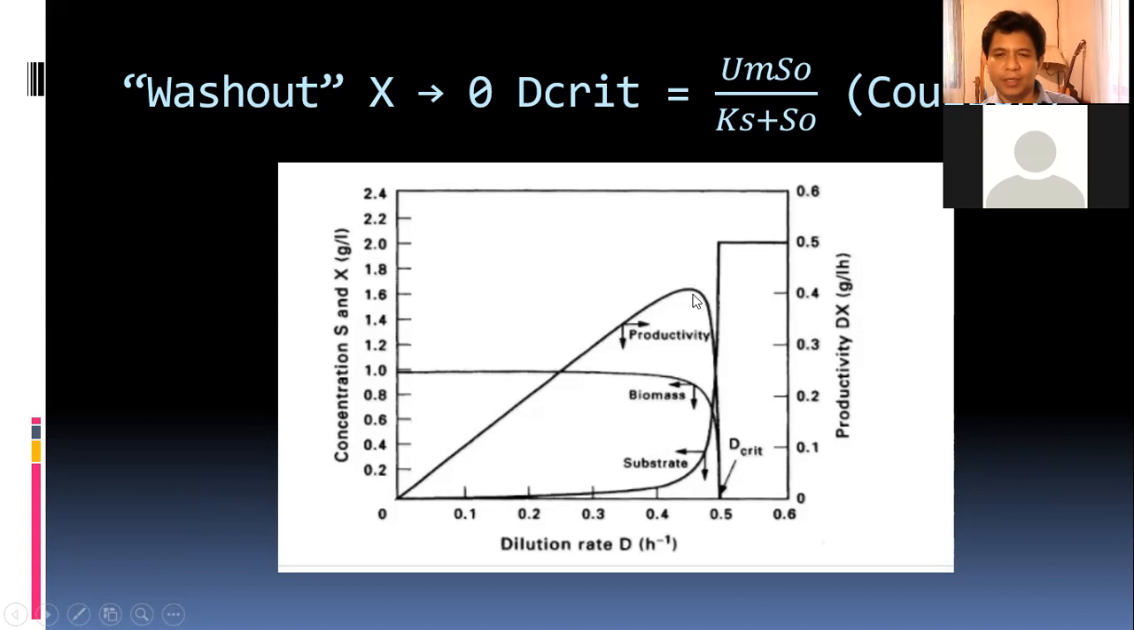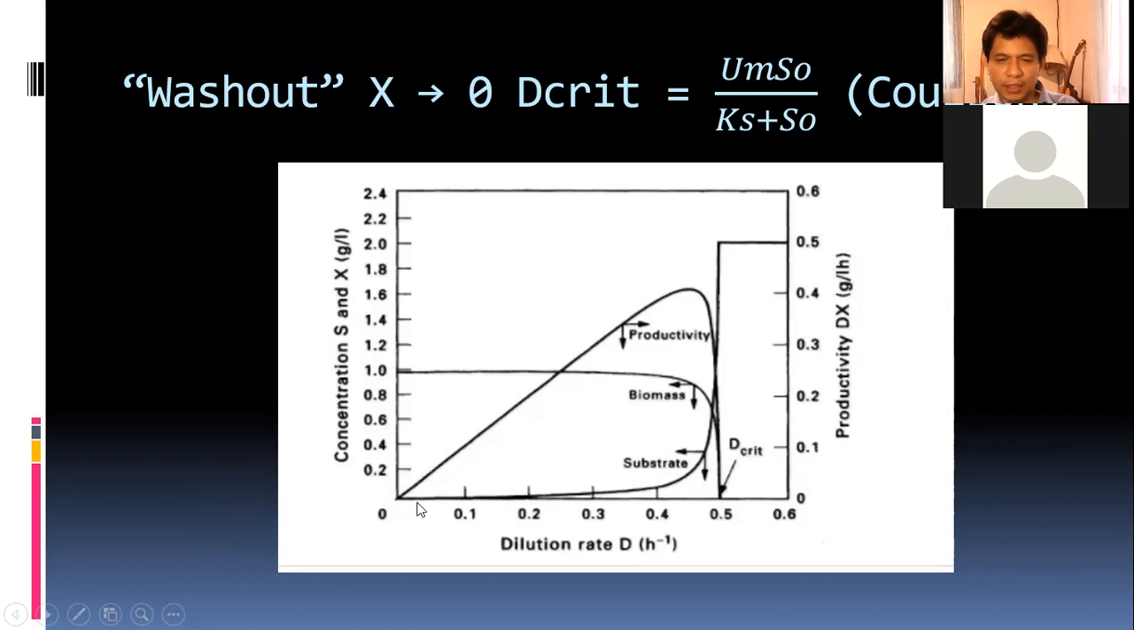Until such a point na pag naabot niyo nga yung D critical, parang masyadong mabilis yung flow rate, yung D, no? Masyadong mataas. So nabawash out na yung substrate. Wala na siyang napuproduce na microorganism. So biglang bumabagsak sa zero yung productivity, no? So yun yung D critical.